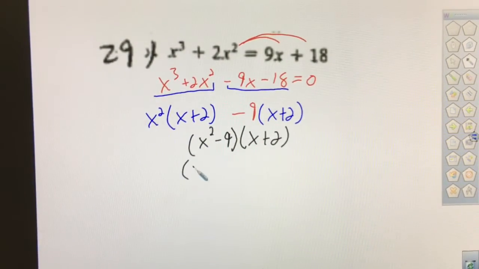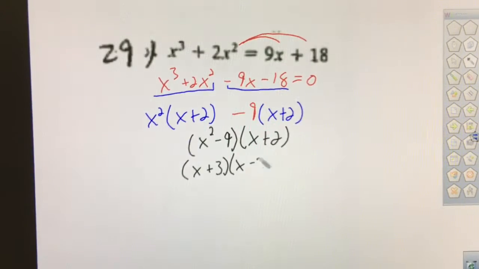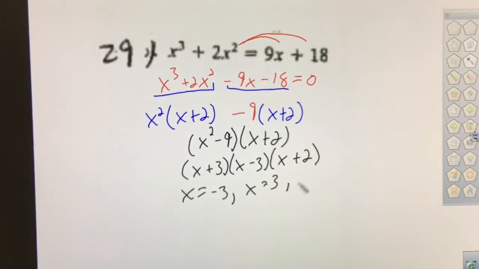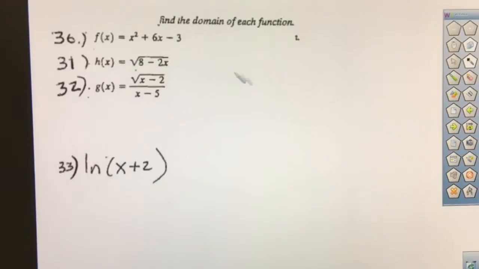I can factor it one more time. That's going to give me x plus 3 times x minus 3 times x plus 2. If it wanted me to solve it, the answers would be x equals negative 3, x equals 3, and x equals negative 2. Find the domain of x squared.